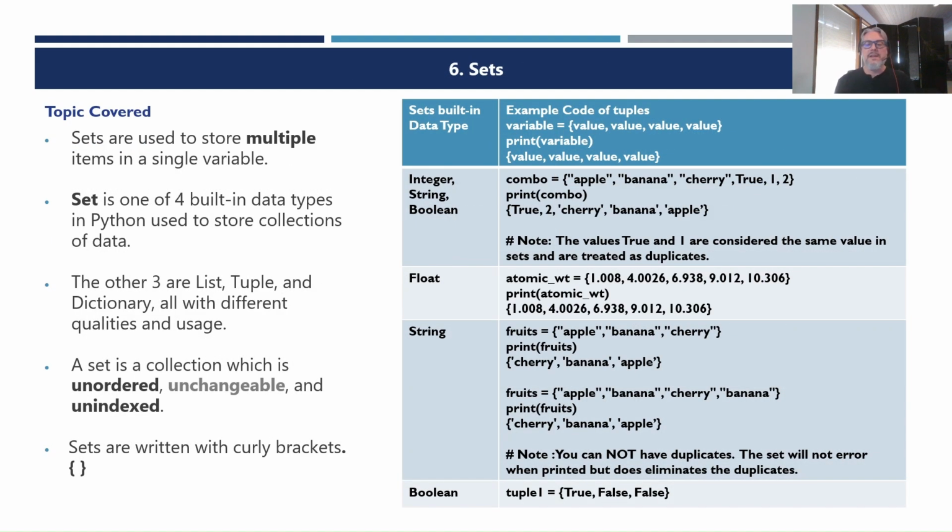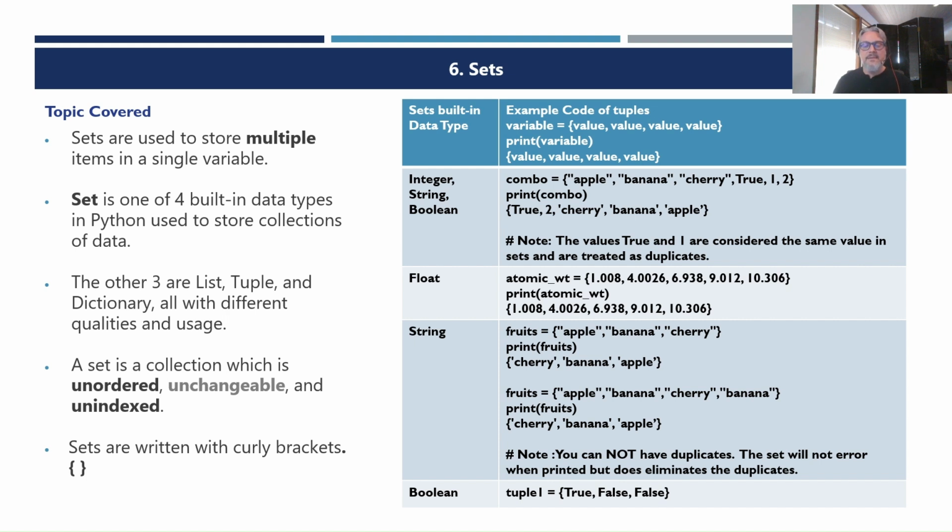Now we're going to talk about sets. A set is an unordered collection of elements. Sets do not allow duplicate values and can be modified using various set operations, such as a union, an intersection, and a difference. Sets are defined using curly braces or the set constructor. Sets are used to store multiple items in a single variable. Set is one of 4 built-in data types in Python used to store collections of data. The other 3 are list, tuple, and dictionary, all with different qualities and usage.